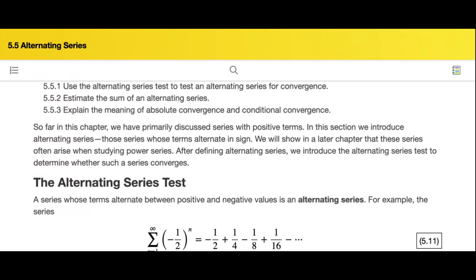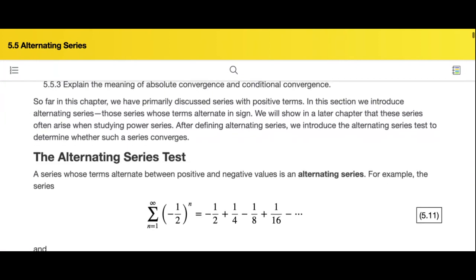In this section, we introduce alternating series. Those series whose terms alternate in signs, positive, negative. We will show in a later chapter that these series often arise when studying power series. So next chapter, we're studying power series. After defining alternating series, we introduce the alternating series test to determine whether such a series converges.